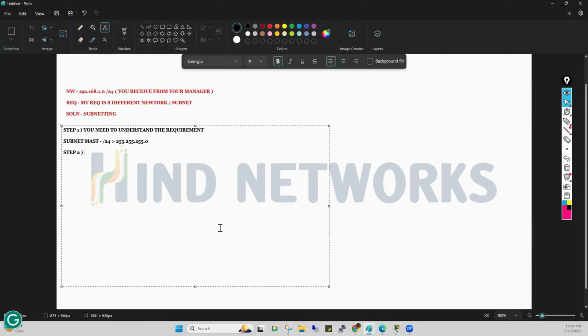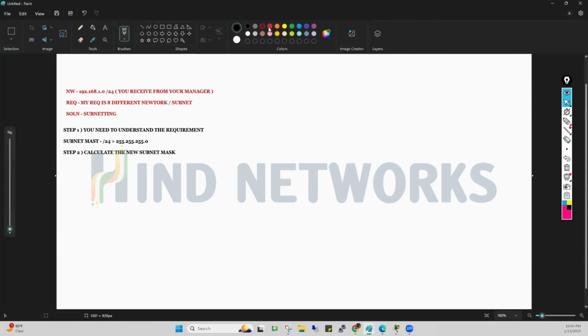In step number 2, you need to calculate the new subnet mask. But again, how? For this, you need to follow one formula. The formula is 2 to the power n greater than or equal to the number of subnets.